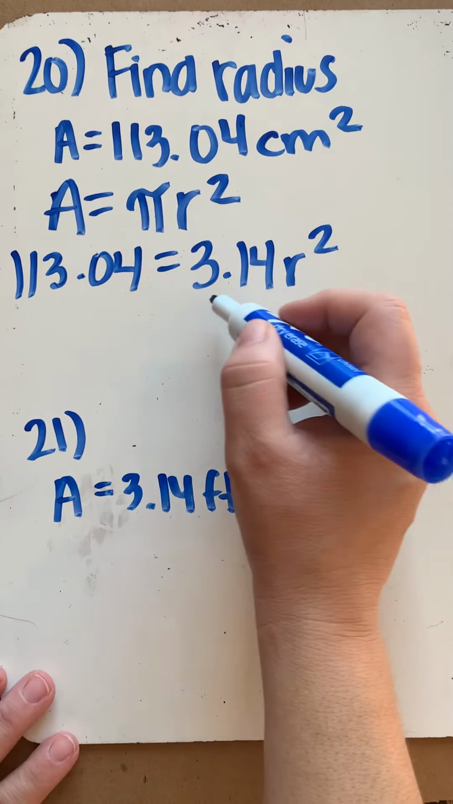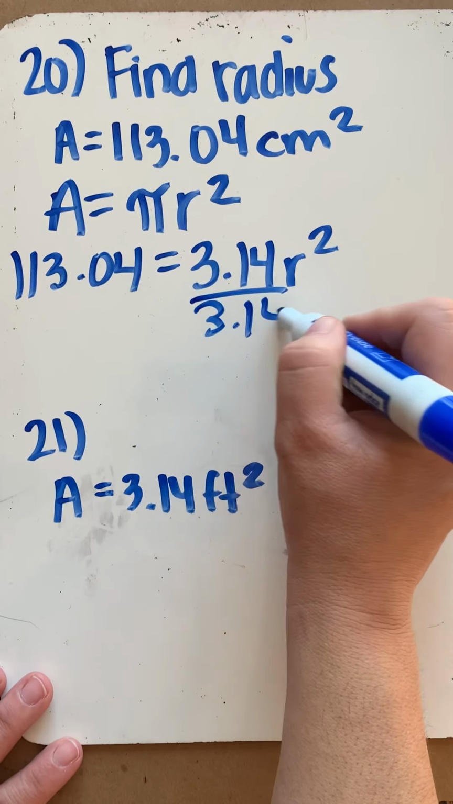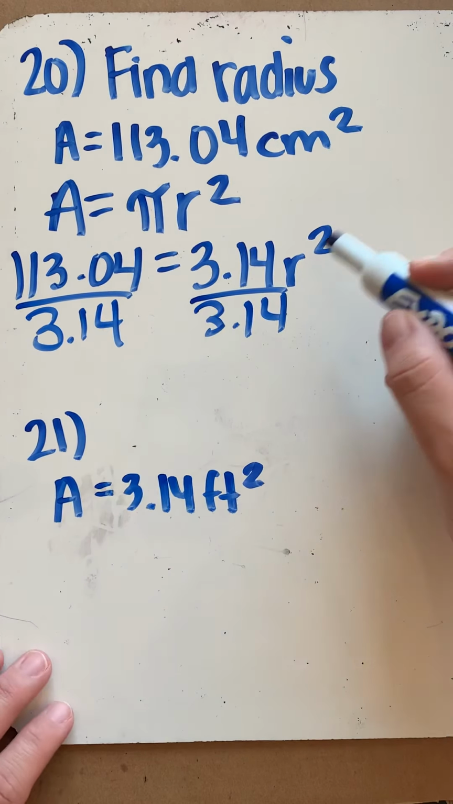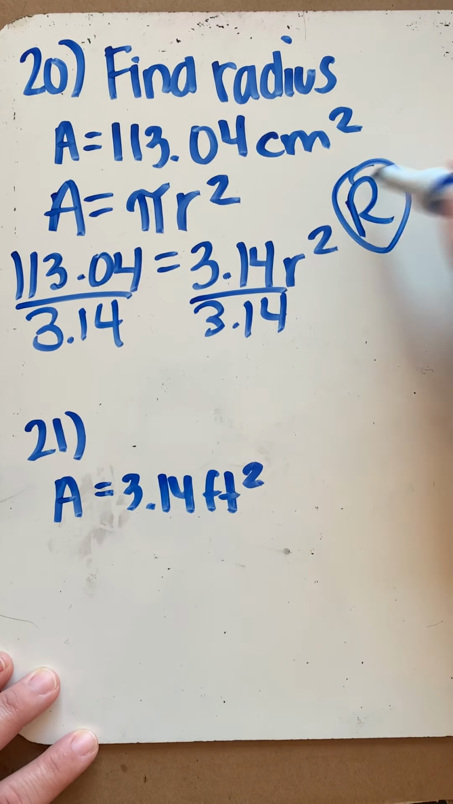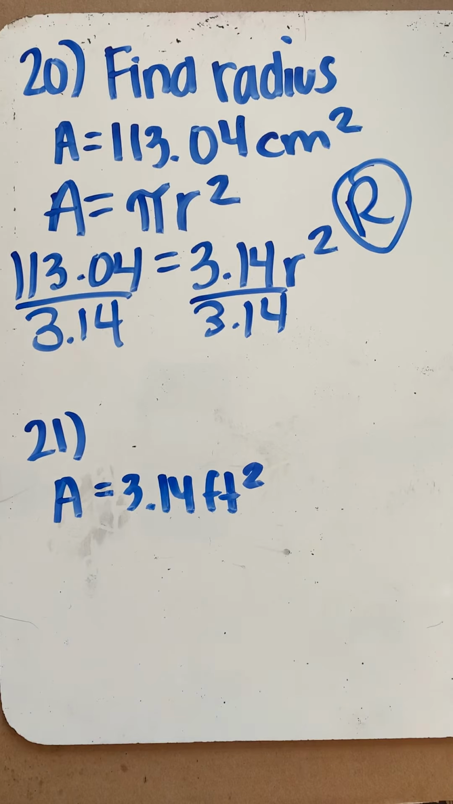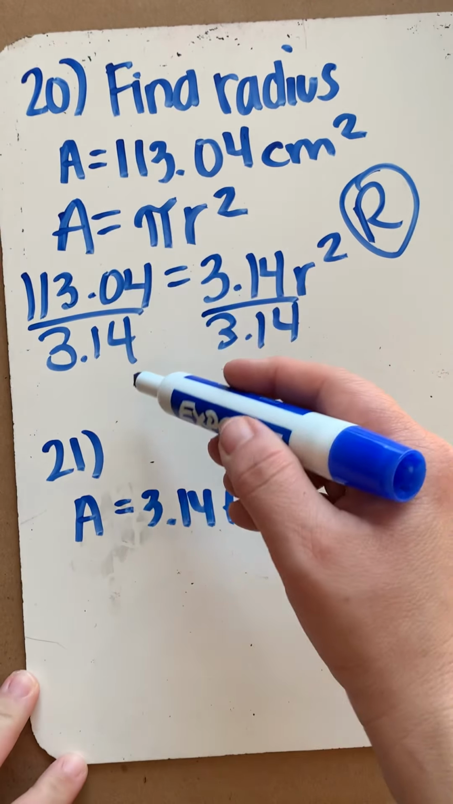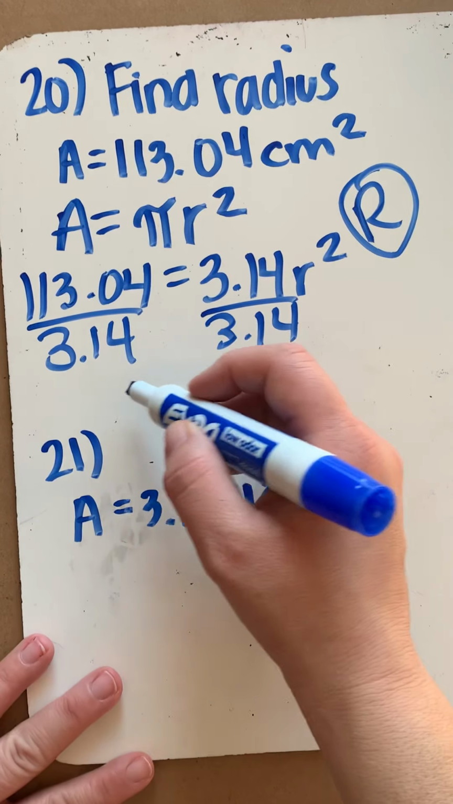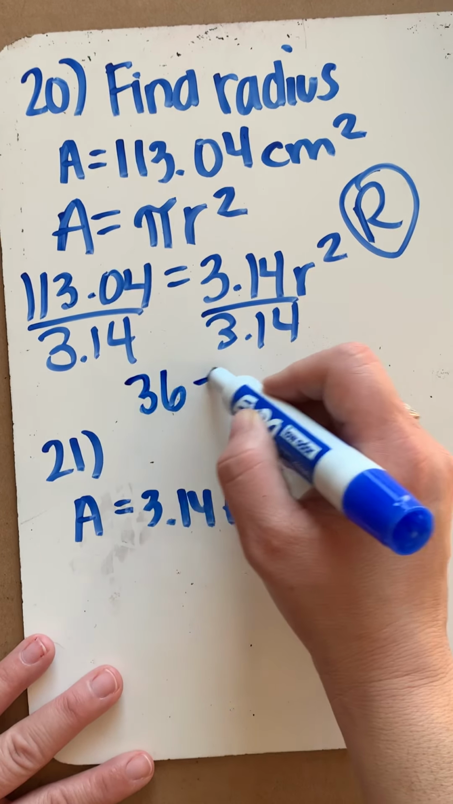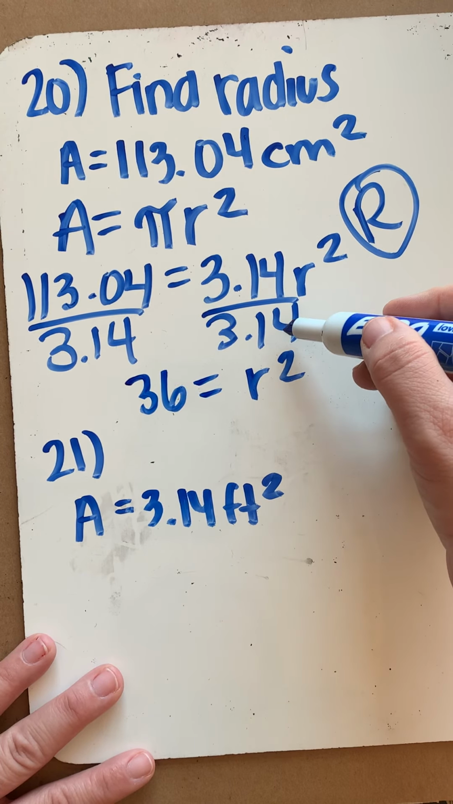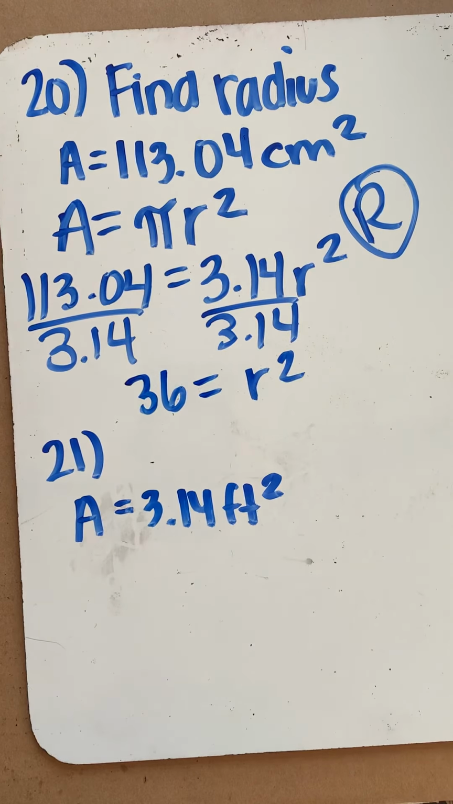And then we're going to divide both sides by 3.14. You're probably asking, why am I doing that? I want to solve for r. R is my variable. I want to solve for my variable. So that means I want to isolate it. I want to get it by itself. So again, when you use your calculator, when you take 113.04 divided by 3.14, you're going to get 36. And then 3.14 divided by 3.14 is just 1, so you're left with r squared on the right side.